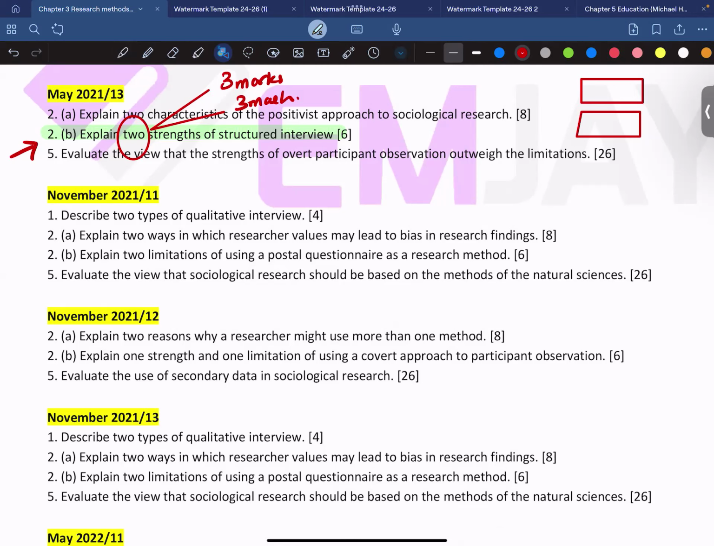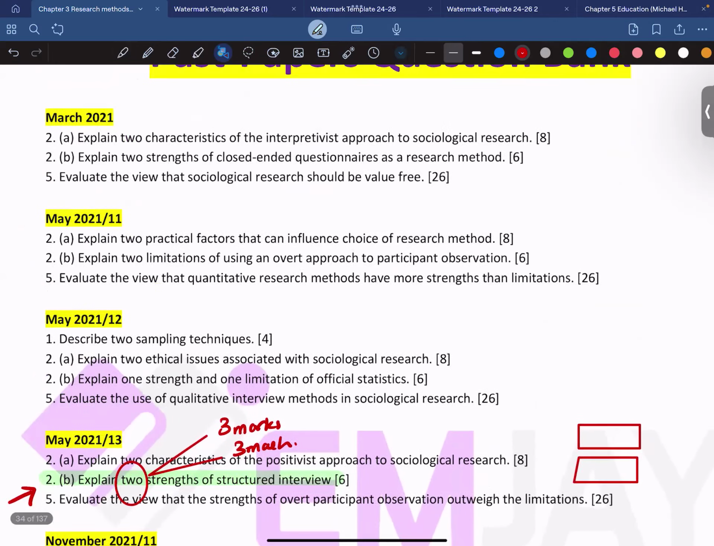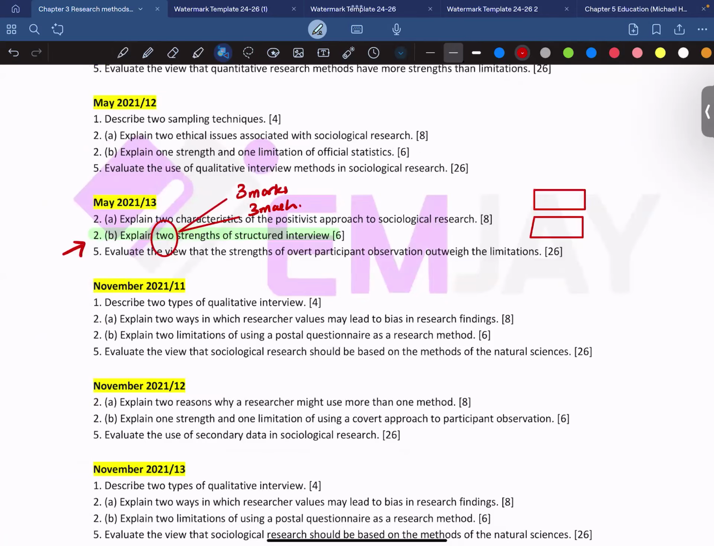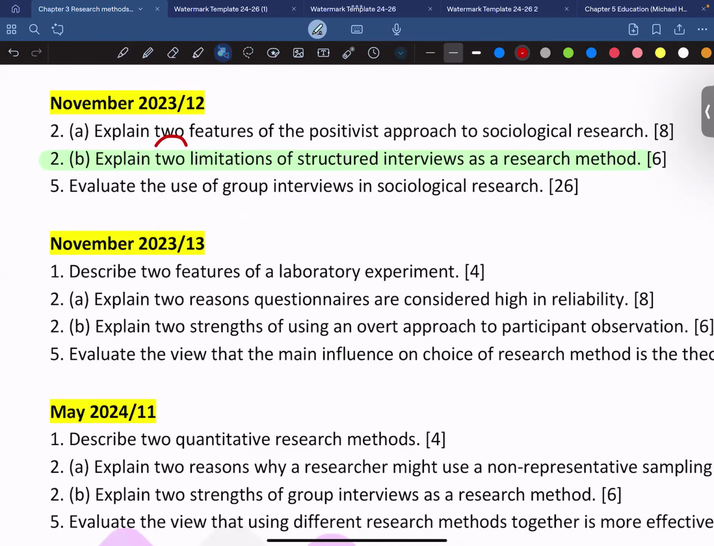Towards the end of this lesson, I would like to discuss this particular 6 mark question with you all as well. For now, I just wanted you to see how there has been a question on this. Likewise, there's been a question in November 2023, variant 1 2. This again is a 6 mark question where you as a student have been asked to explain two limitations of structured interviews as a research method. Explain two limitations of structured interviews as a research method.